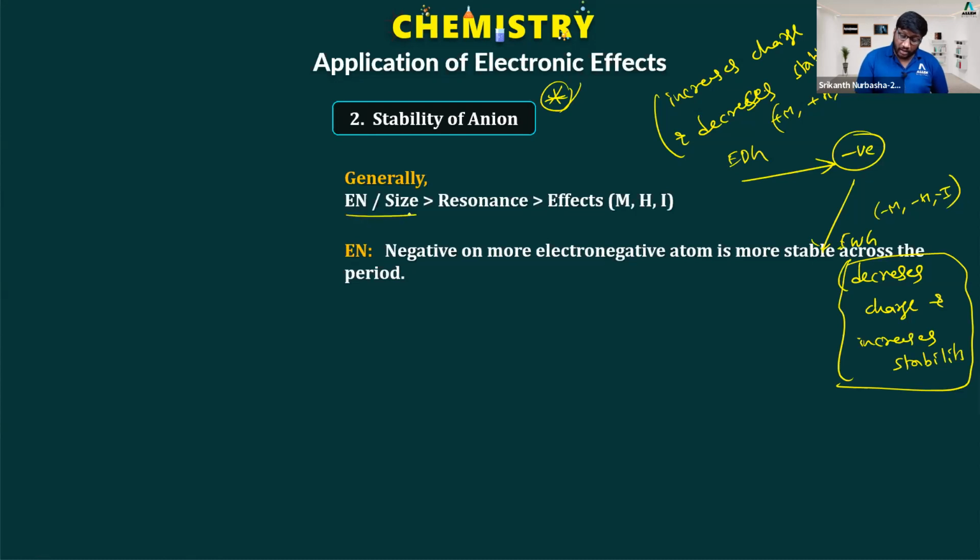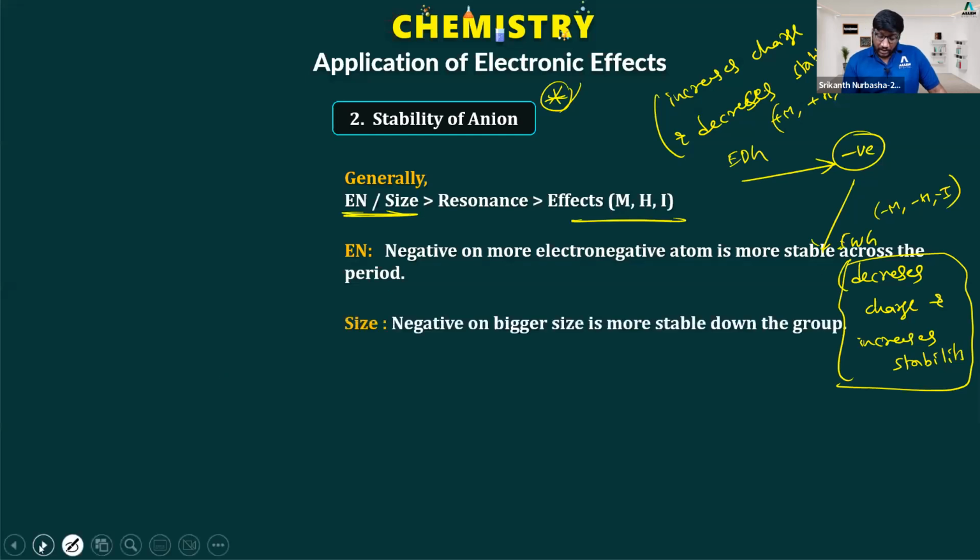Generally, size or electronegativity is dominant when compared to resonance. After that, you have effects. Negative on a more electronegative atom is more stable across a period. Negative on a bigger size atom is more stable down the group. These points you have to understand carefully. First point: negative charge on a more electronegative atom is more stable. Second point is size. Negative on bigger size is more stable down the group.